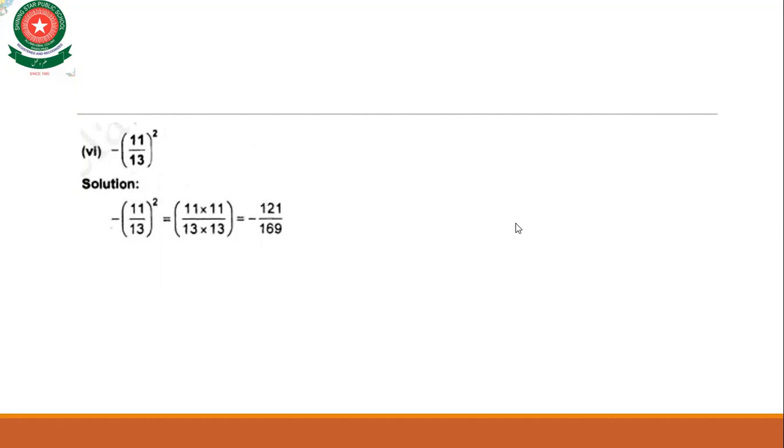Note that this minus is outside the bracket, not inside the bracket. If this minus were inside the bracket, then in the answer there would be no minus, because whenever there is a minus inside the bracket and the power is even, the minus sign changes into positive. But this minus is outside the bracket, so we cannot change the negative sign into positive. So the answer is minus 121 over 169.